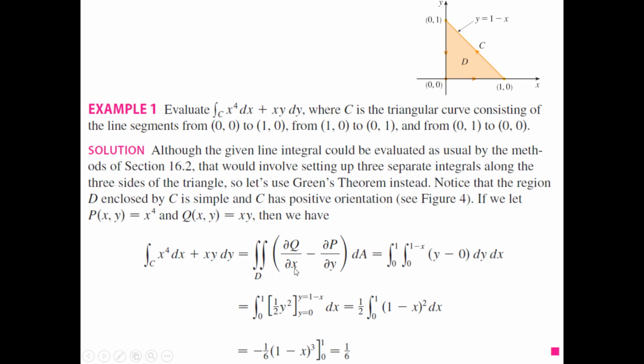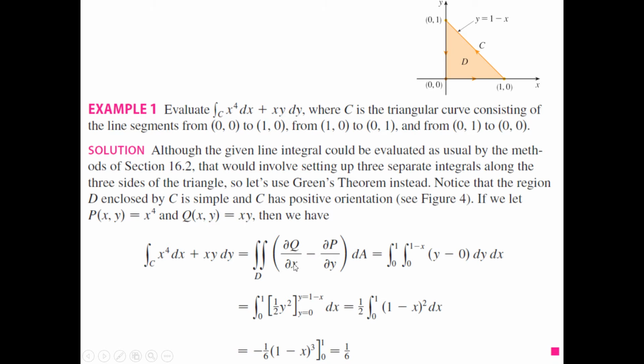partial derivative of Q with respect to x minus partial derivative of P with respect to y. And this is equal to, now this is the D region, so we have to convert it into an iterated integral. And for this, we need to find the upper and lower limits of x and y. So you can see x varies from 0 to 1, and y varies from 0 to this line. That is, y varies from 0 to 1 minus x.